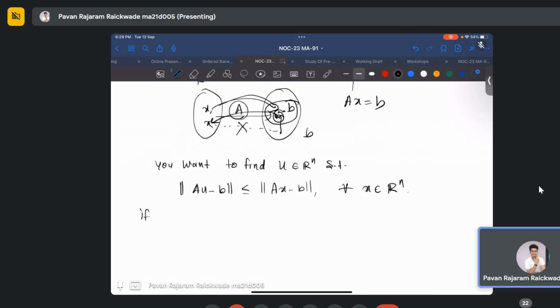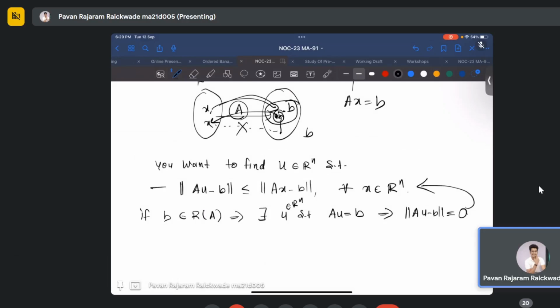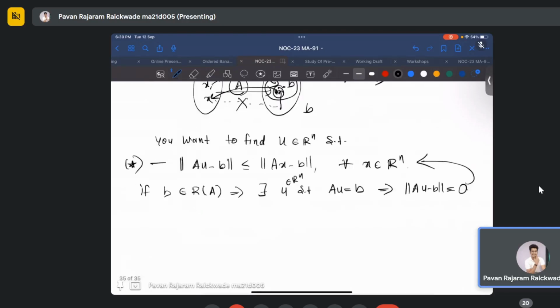If b belongs to range of A, then what is the solution? Simply there exists some u such that Au equals b, right? That's the definition of b being in range of A. Then Au minus b is 0, and it satisfies this inequality. I will name this equation number star. So for any element in range A, its pre-image will be your least square solution.